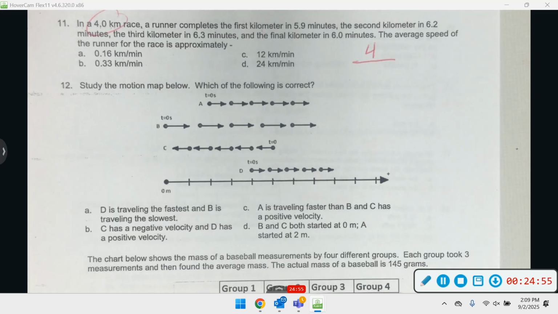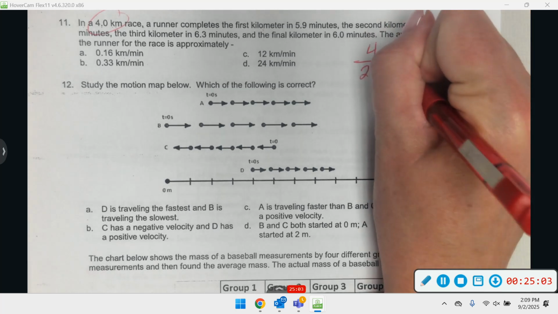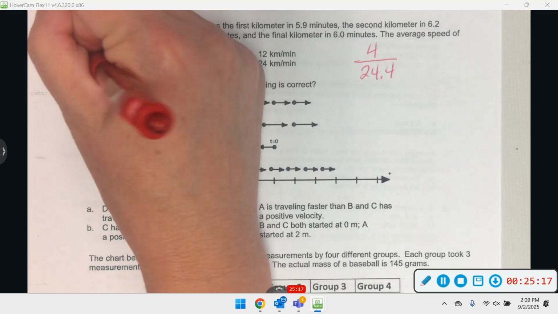It's going to be 5.9 plus 6.2 plus 6.3 plus 6. Add them together, that's 24.4. So 4 divided by 24.4 is what you actually need to put into the calculator in order to solve this. And that would be 0.16, which is answer choice A.